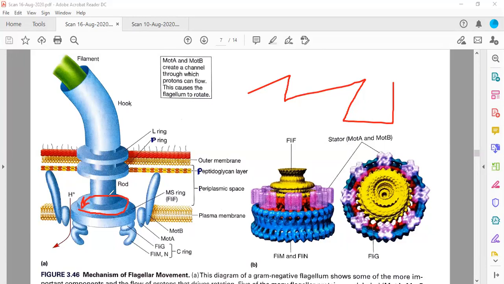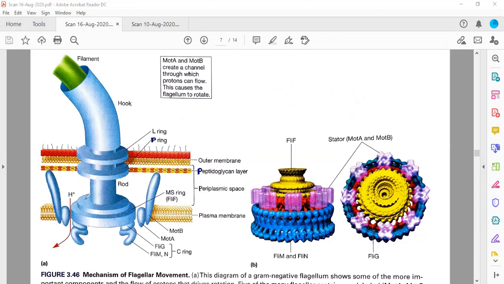This is also called counterclockwise or anti-clockwise, whatever you call it. So this will give the run motion to the bacterial cells. Now, the second question you may ask is, how is the bacterium able to get the energy to move this particular motor, because this is a large supramolecular structure?